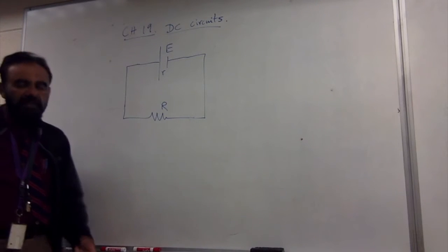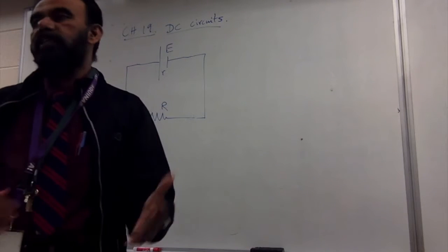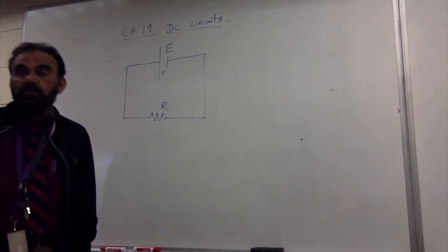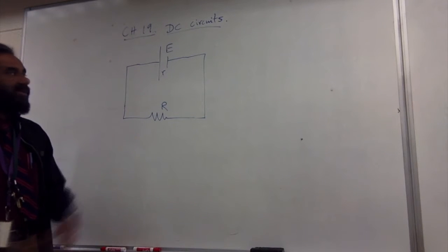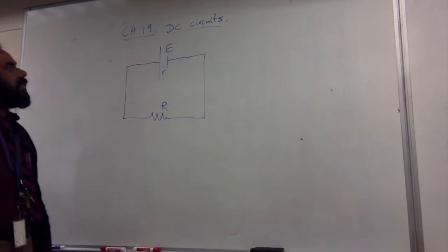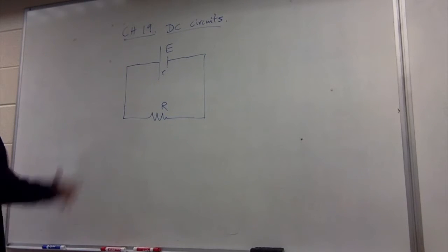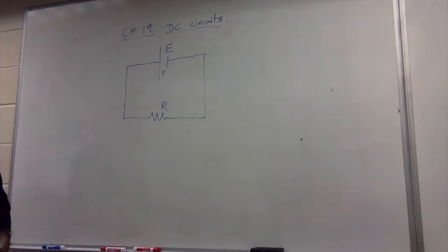EMF is the capacity of the cell to drive electrons or to drive a current through the entire circuit. How much work a cell can do to drive a coulomb across the entire circuit. That's basically the EMF. It's energy. E stands for energy. Alright, so EMF is equal to this.